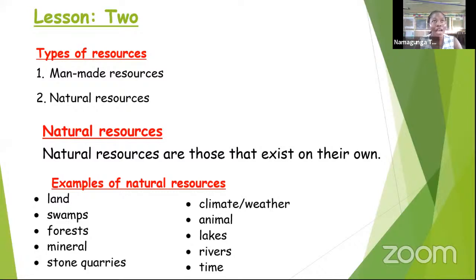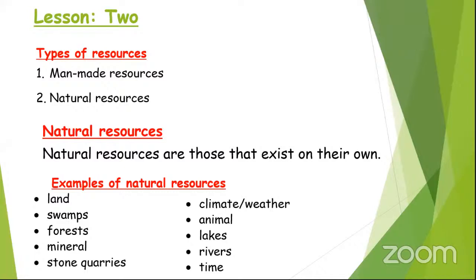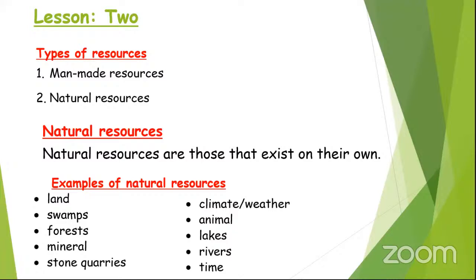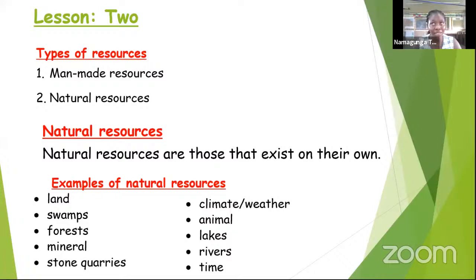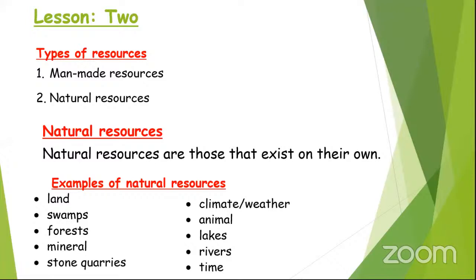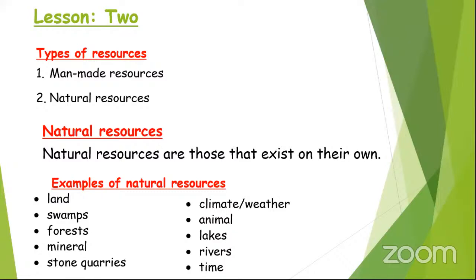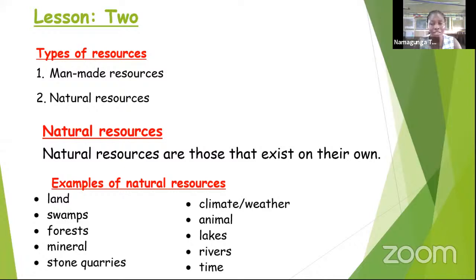Nambi Eliana, are you there? Yes. Read for me the first 5 examples of natural resources. Natural resources: land. Good. Next. Swamps. Next. Forests. Next. Minerals. And the last one on that line. Stone quarries. Very good.